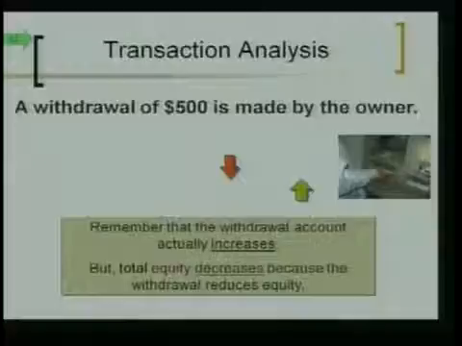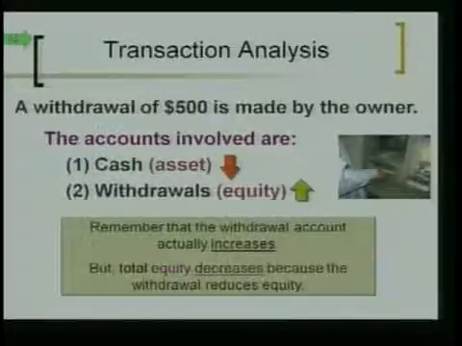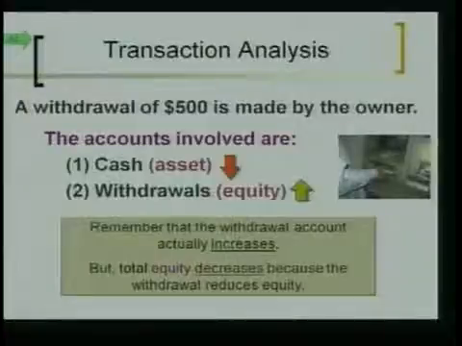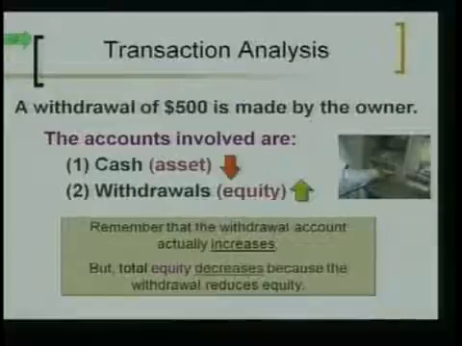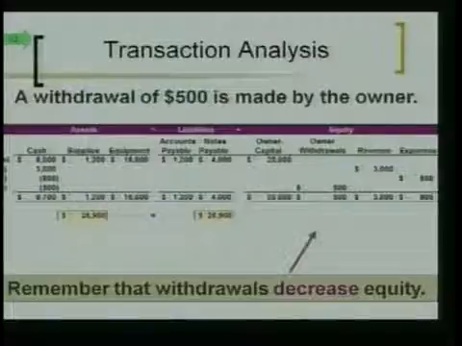Let's do one more. A withdrawal of $500 is made by the owner. This is a similar situation. Cash goes down by $500. Withdrawals goes up. But as withdrawal account, which is where we keep track of these things when the owner takes out assets, when the withdrawal account goes up, equity decreases because from your quiz, withdrawals is one of the things that causes equity to go down. Okay? So how does this look? Well, it looks like this. Your withdrawals actually go up.